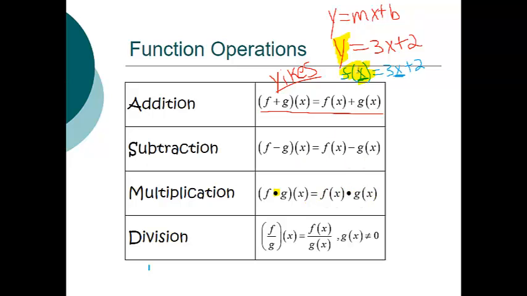And again, all these are two functions. It could be y equals a quadratic, y equals a linear, and you're adding the two, subtracting the two, multiplying the two. You can also divide the two. You have the division symbol here: f over g, or f divided by g of x, is equal to f of x over g of x. This notation here has to be stated anytime you have a fraction, because you cannot have a 0 on the bottom of a fraction. It is undefined. So that's why it says g of x cannot equal 0.